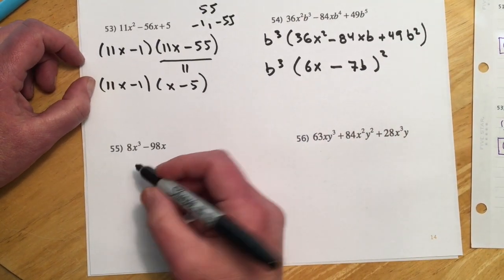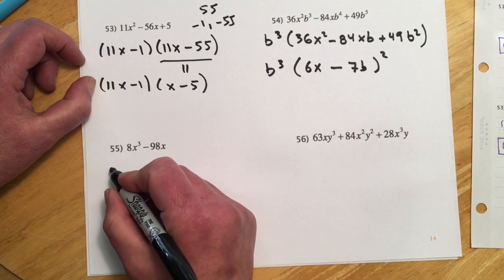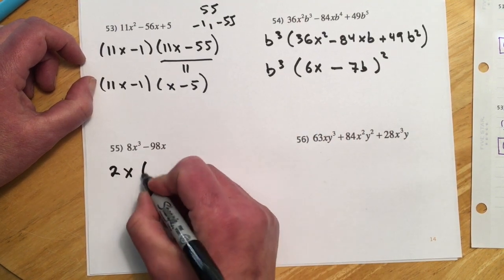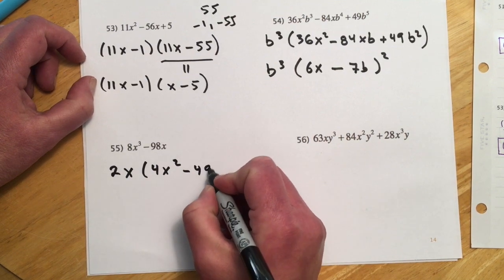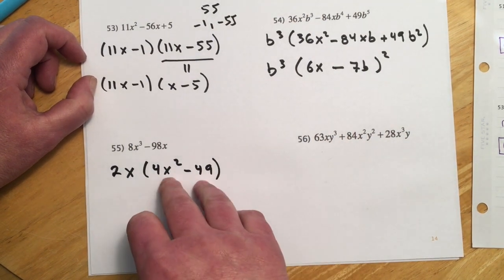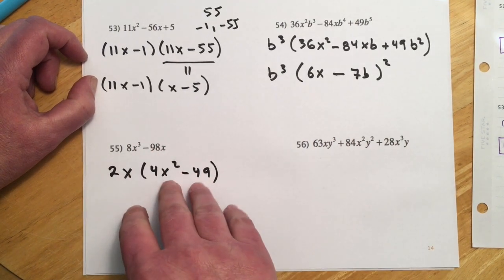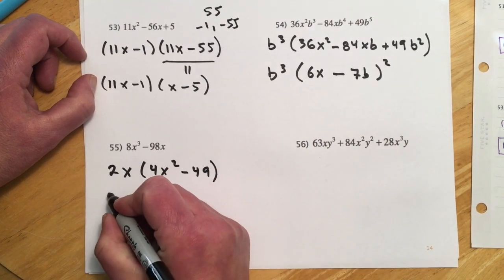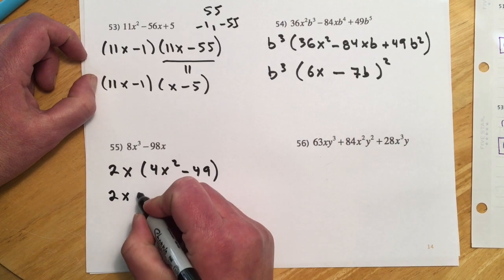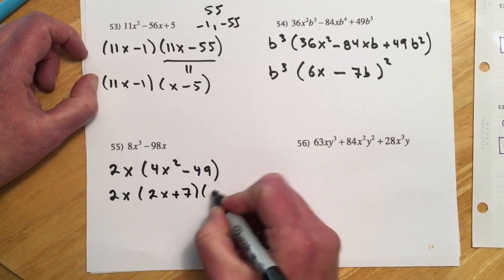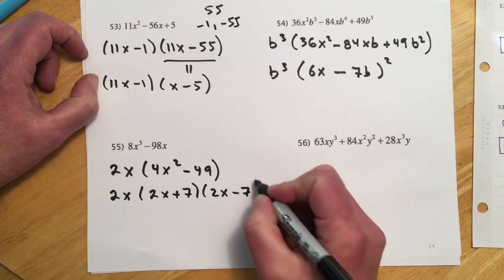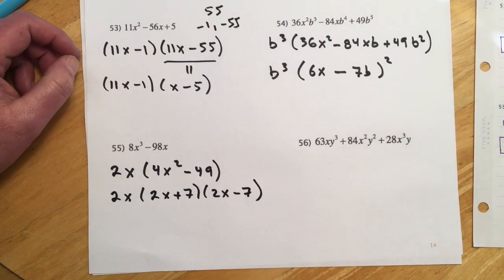Number 55, again with the GCF, so get that out of the way. So we can do a 2x out front, 4x squared minus 49. Once I get that out of there, it stops looking like a cube, and I can see the squares. So 2x comes down, and then 2x plus 7, 2x minus 7.